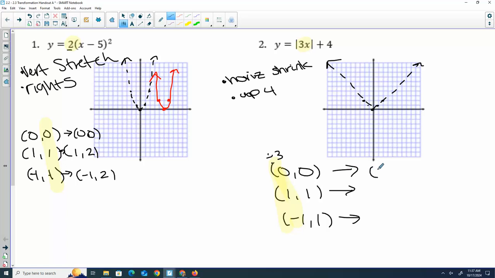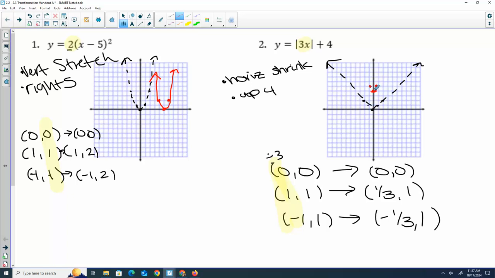So 0 divided by 3 is still 0. 1 divided by 3 is 1/3. And negative 1/3. 1. Okay, so 0, 0, the 3 didn't change it, and then we have to go up 4. Okay, 1, 1 moves to 1/3, 1. Up 4. And negative 1/3, 1, up 4.